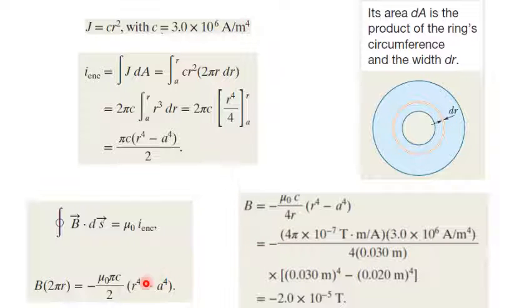This pi will cancel with this pi, and the 2r here will move to the denominator, so it would be 4r. So this is mu naught C over 4r, and the radius at the observation point is 3 centimeters, so it is 0.03, multiplied by 0.03 to the power 4 minus a, which is 2 centimeters, 0.02 to the power 4. So in this case, the magnetic field is 2 multiplied by 10 to the power minus 5 Tesla.